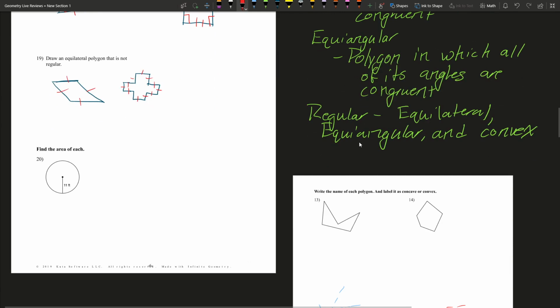So we did 17, 18, 19. Number 20, find the area of each. So the area of a circle, A is equal to pi r squared. R is 11 in this case, so A is equal to pi times 11 squared, which is equal to 121 pi.